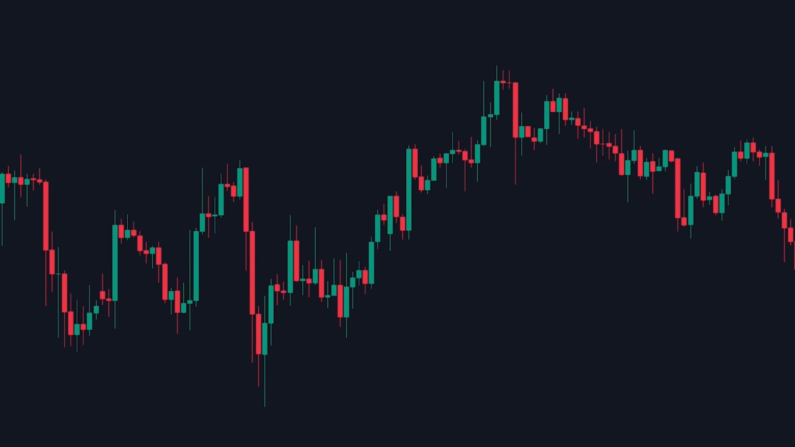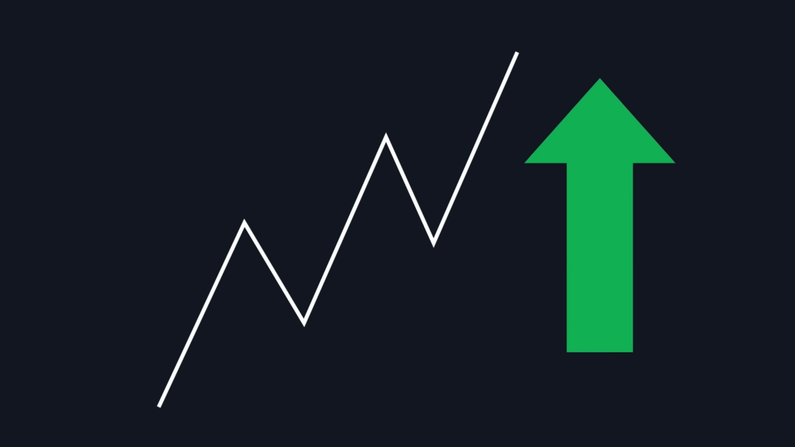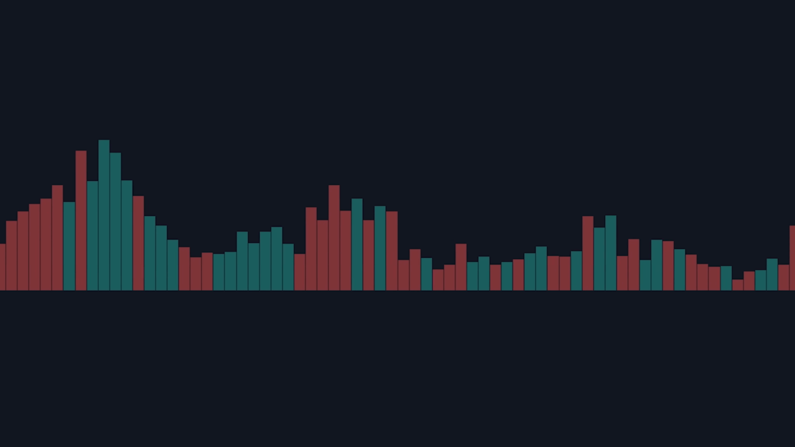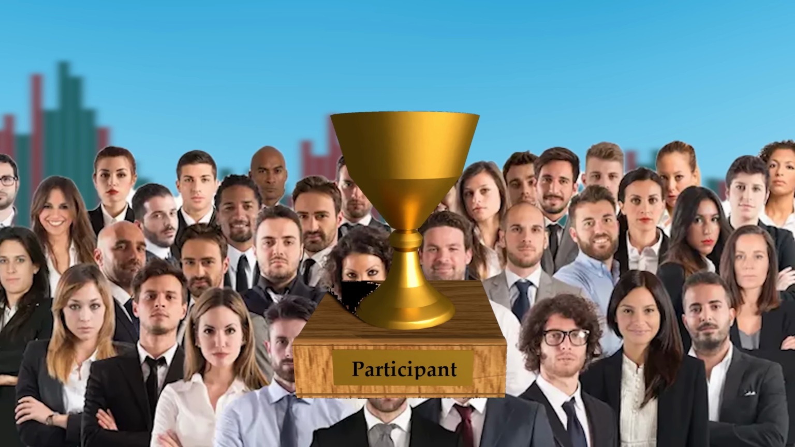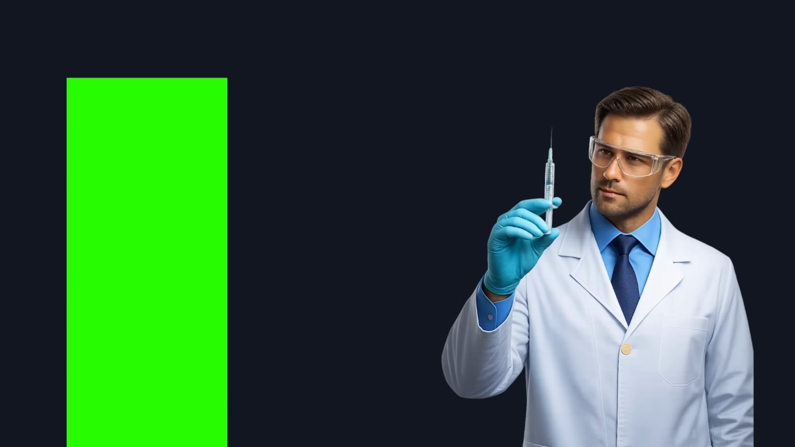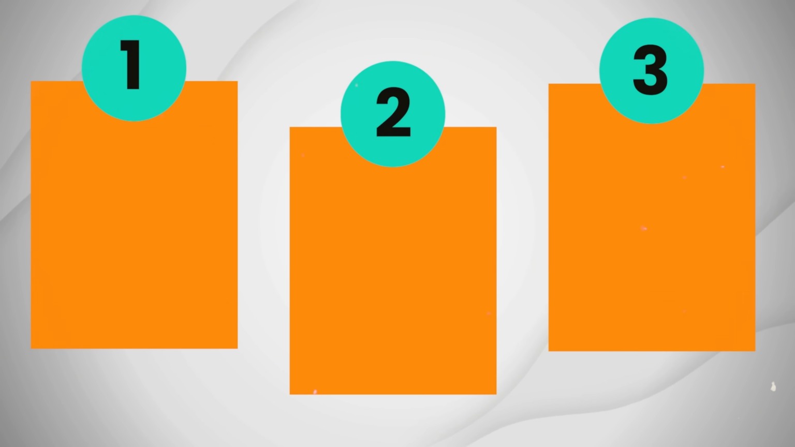Price tells you what happened. Did the market go up, down, sideways? Volume tells you how much conviction was behind that move. How many traders actually participated? How much money was injected into the market to make that price move happen? Now you need to understand the three scenarios you'll see constantly.